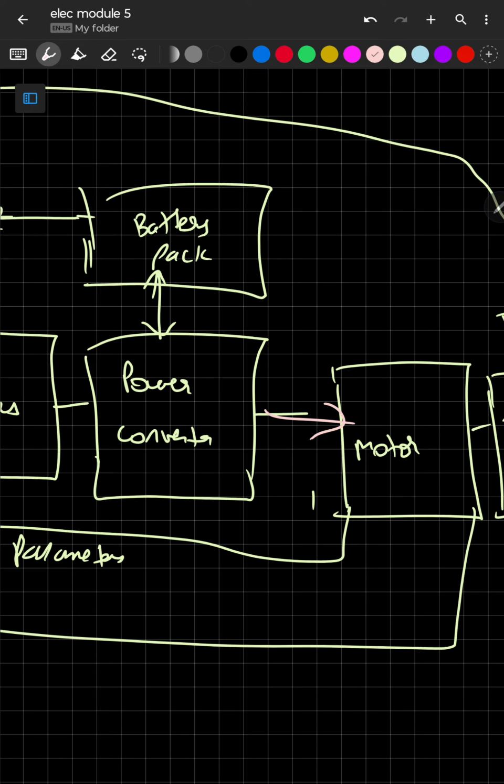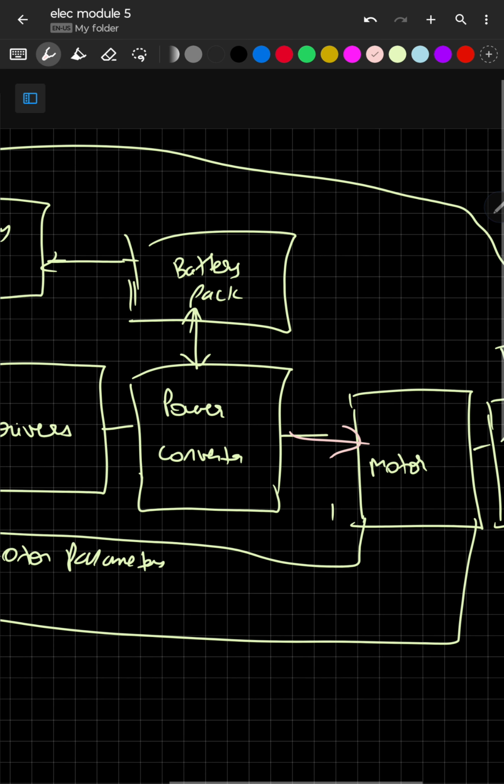Apart from that, what does it do in vehicles which use AC motors? With a DC motor, power goes directly from the battery pack to the motor, but in the case of AC motors in electric vehicles, the DC power is converted into AC power and it is then given to the AC motor. Okay, that was about the power converter.